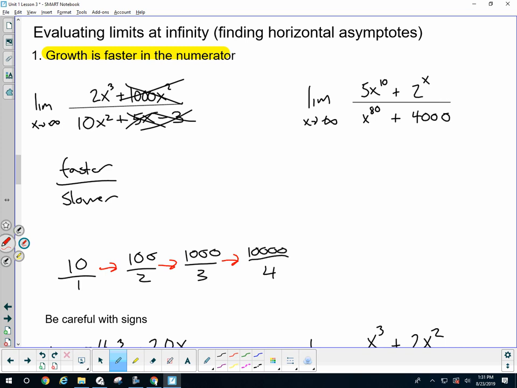$10, $50, 333.3333, 2,500, I think. Yeah, that's right. 2,500. The numbers are getting larger and larger and larger. When you see faster growth over slower growth, your fractions will get larger and larger and larger. You'll be approaching larger and larger values.